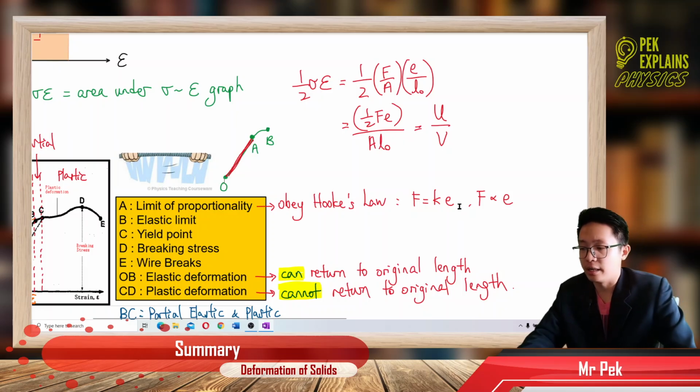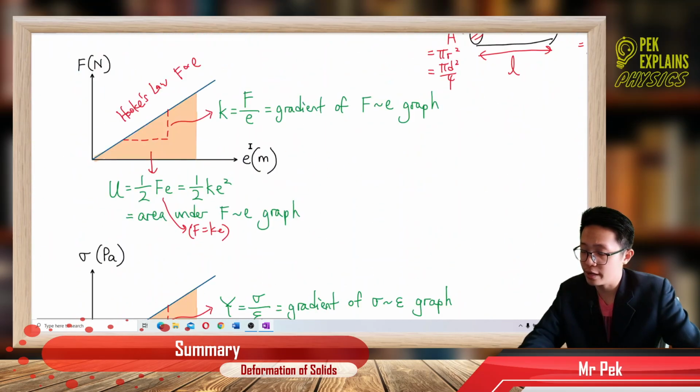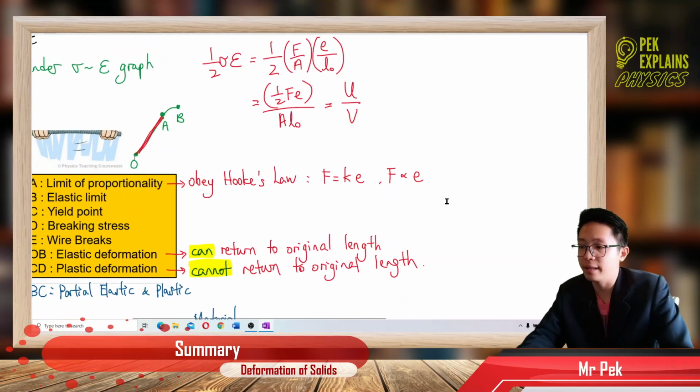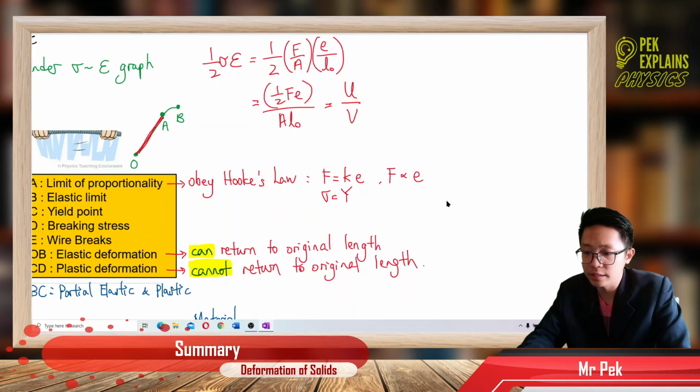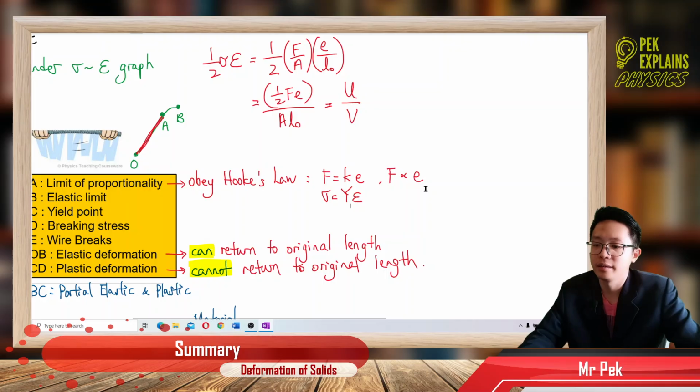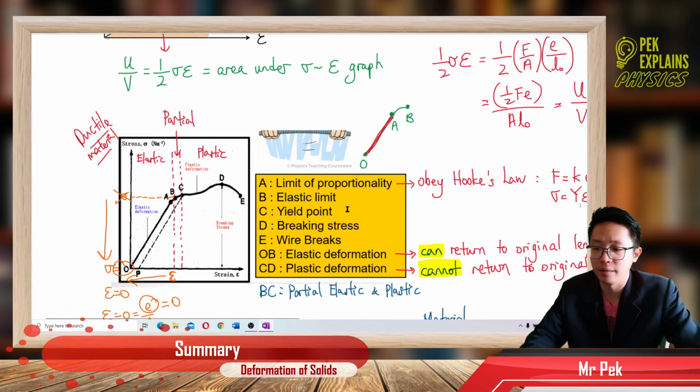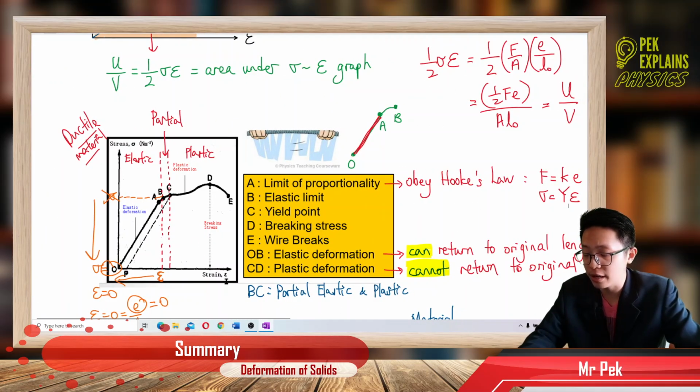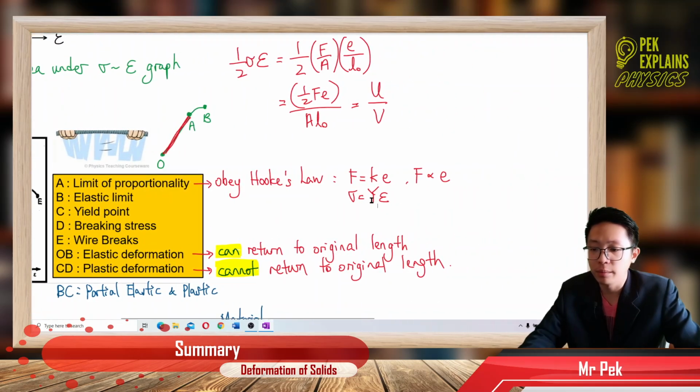Or we can say stress equal to Young modulus times strain is valid. Okay? K is actually the gradient of the force-elongation graph. Y is the gradient of the stress-strain graph, because we are talking about the stress-strain graph. So the gradient of this graph is the Young modulus. So these two actually explain Hooke's law.